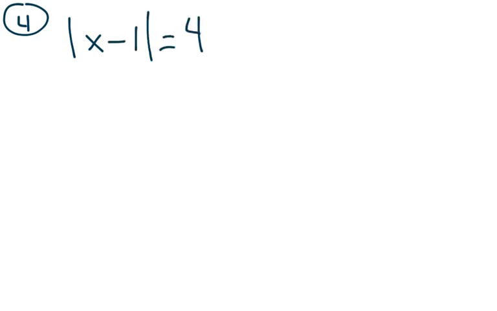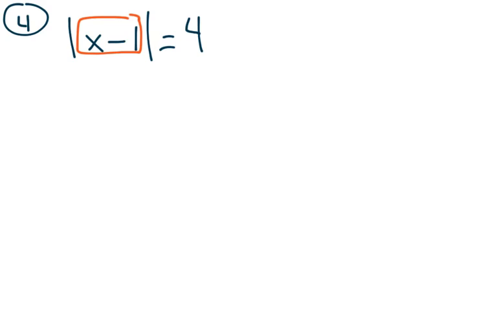All right, let's try something a little more difficult. Number 4 here. How about the absolute value of x minus 1 is equal to 4? All right, here's how I'm going to recommend that you think about this. X minus 1, this expression inside the absolute value bracket, stands for a number. We don't know what it is, but it's a number.